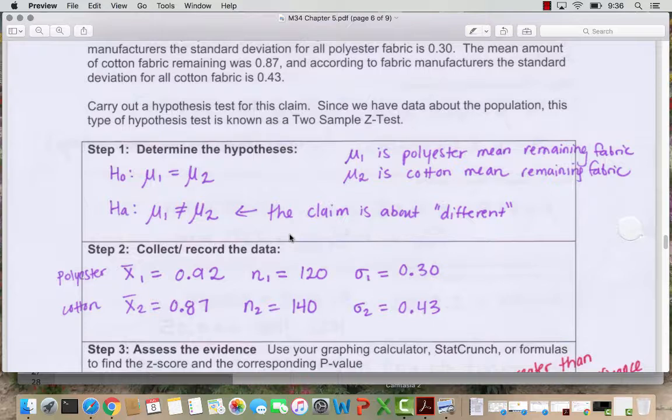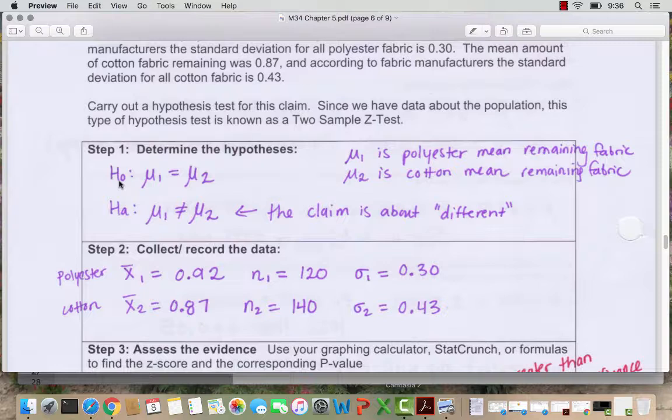So when we have two populations, you have to first define which mean is which. So I'm going to say here mean 1 is the polyester mean remaining fabric and mean 2 is the cotton mean remaining fabric. It would be just fine if you did it the other way around. Just make sure your inequality goes in the proper direction.